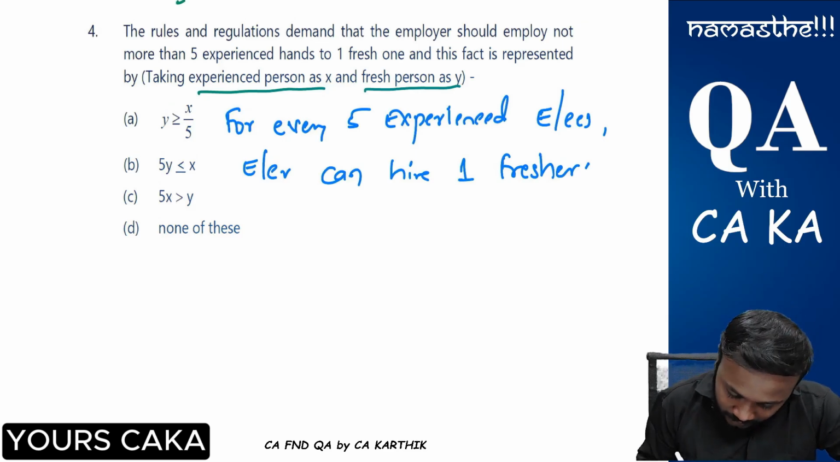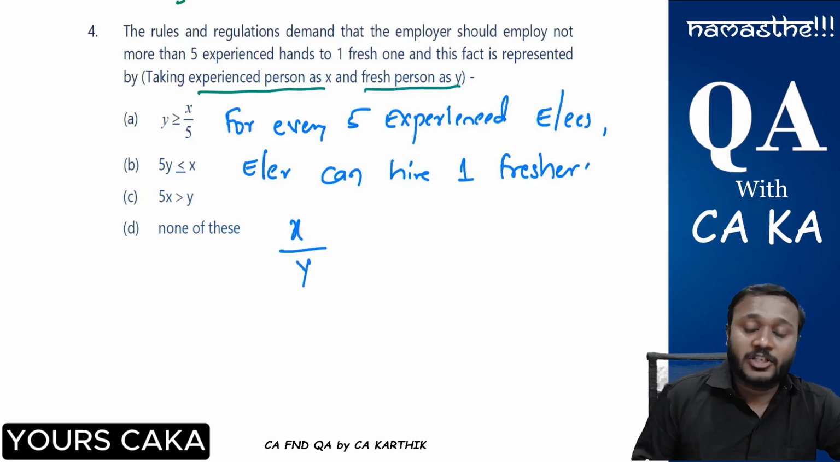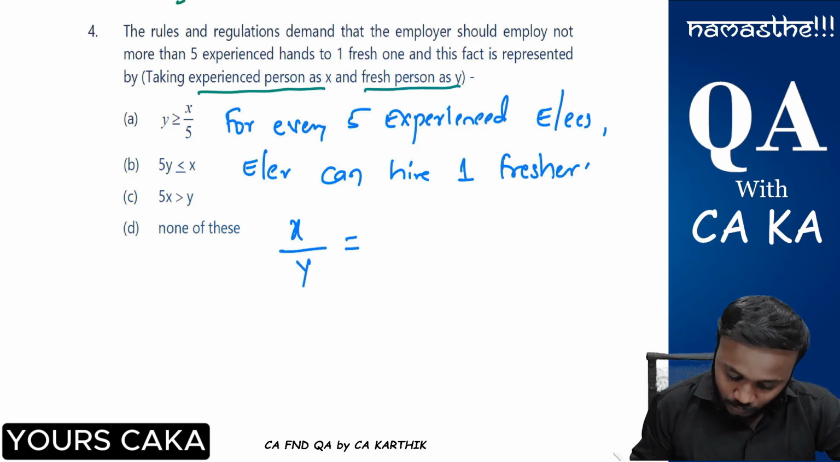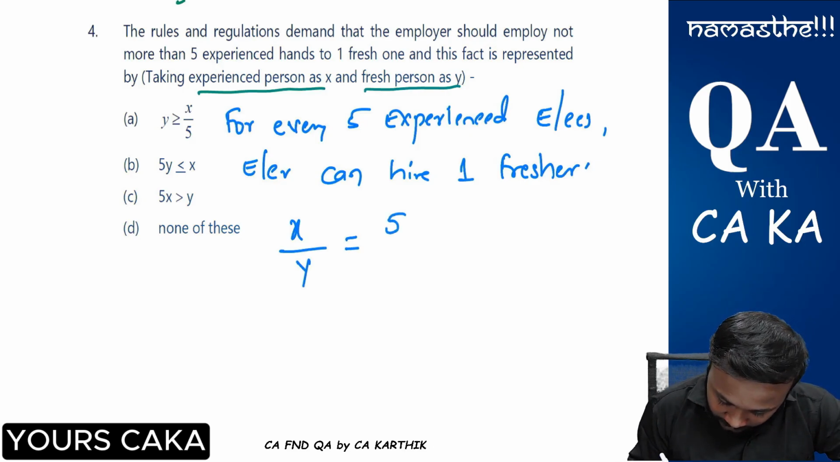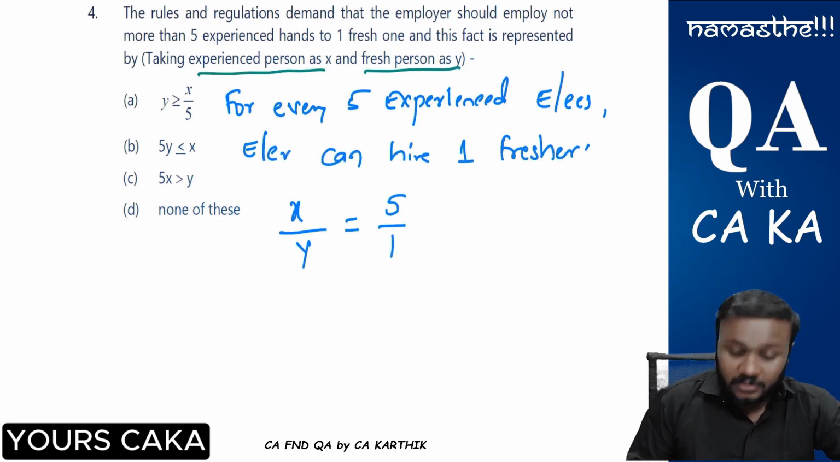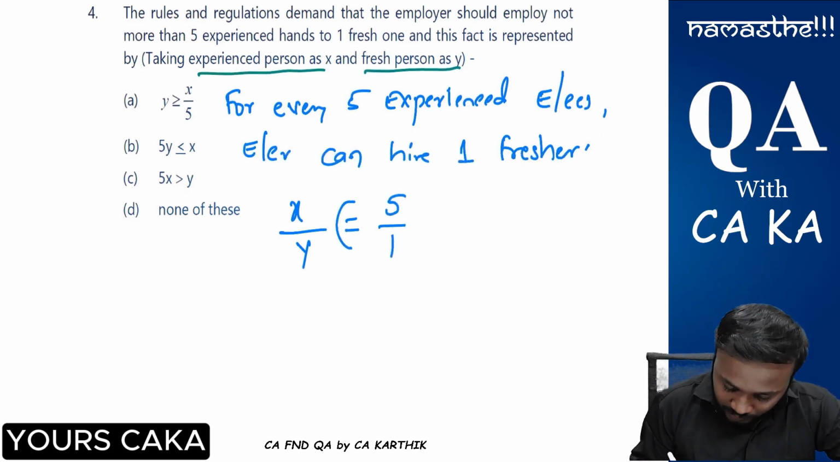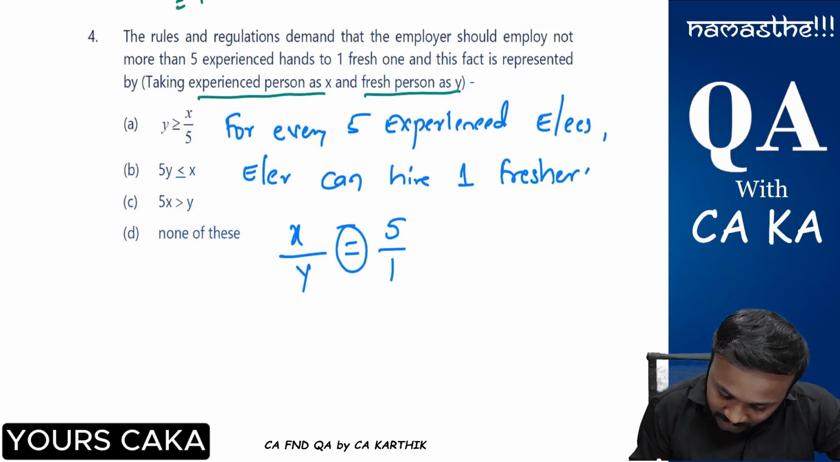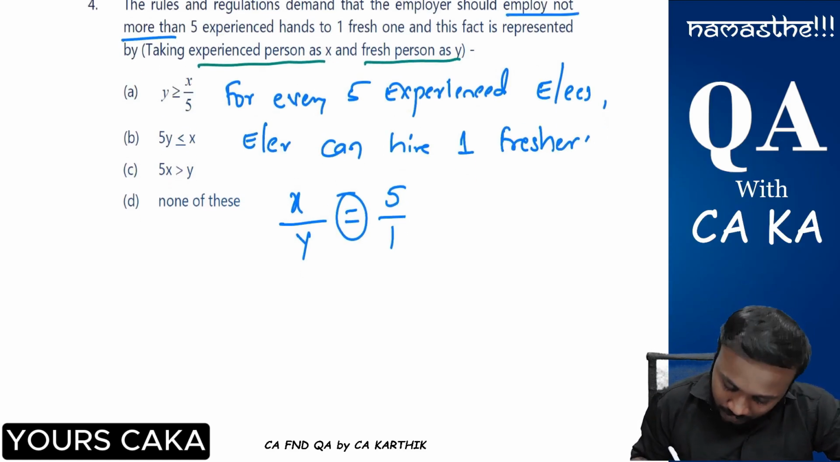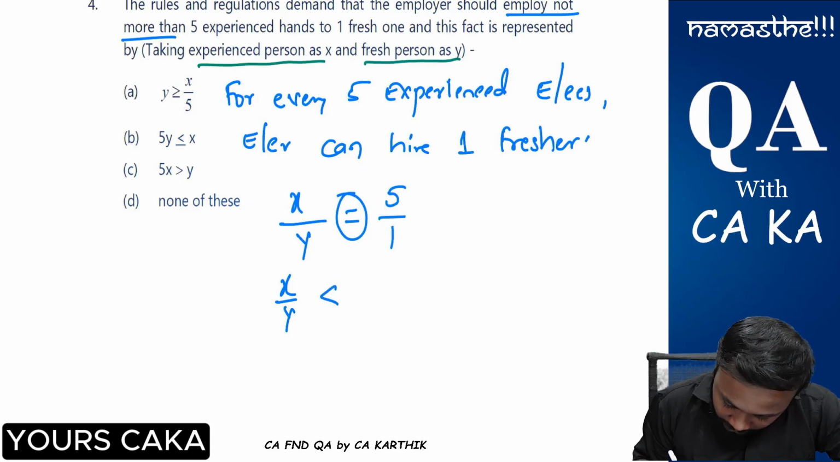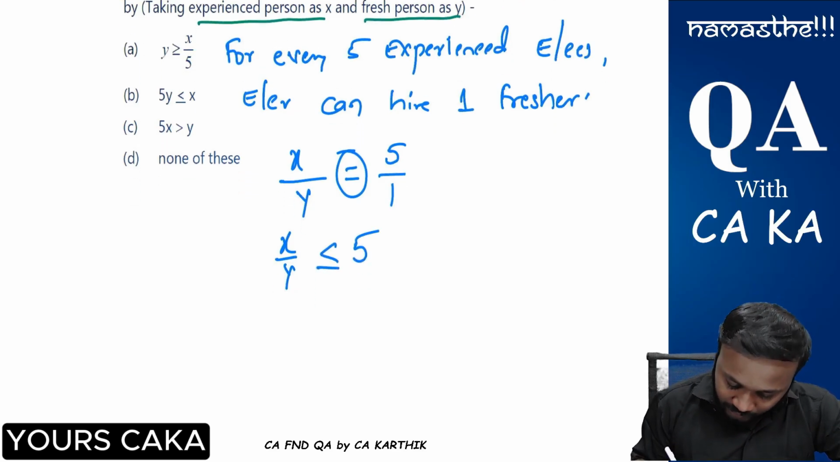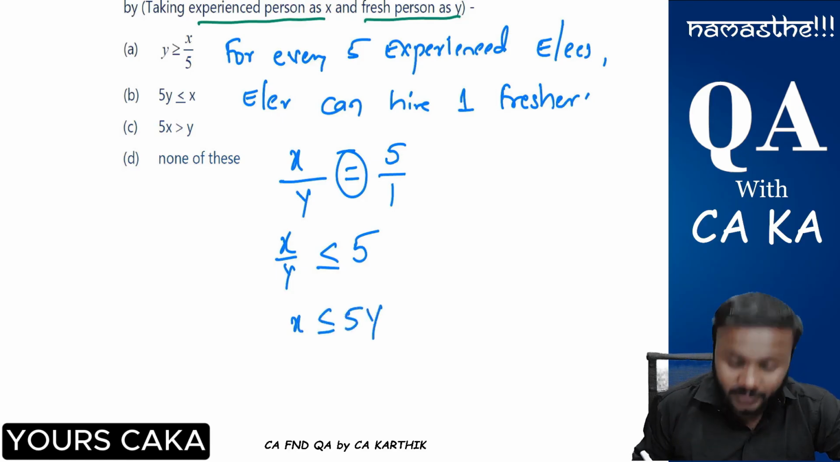So now let's take the assumption: experienced person as X and fresh person as Y, so X by Y is nothing but 5 by 1. So this is the final? No, sir. You need to find out the relation. They have mentioned that employ not more than. So X by Y is less than or equal to 5. This is your correct one. When you solve this, this is your final answer, sir.